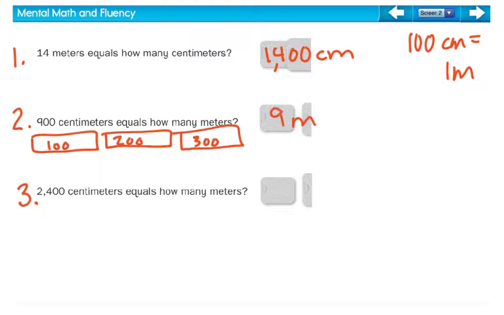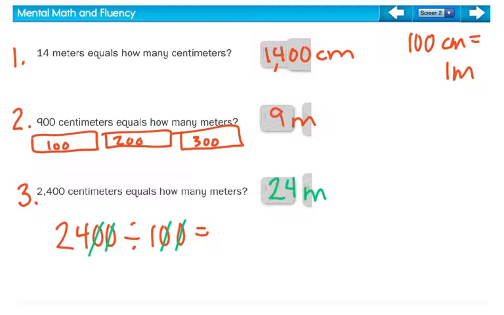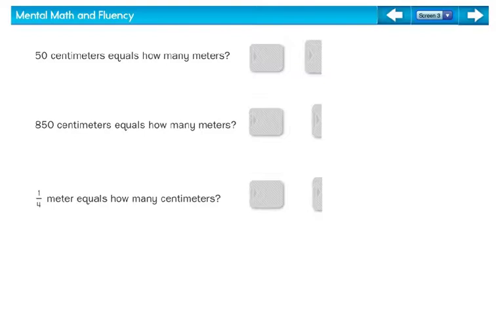And 2,400 centimeters, if I take 2,400 and divide that by 100 centimeters in every meter, watch what happens. These zeros cancel each other out. 24 meters. All right, erase your whiteboard and one more warm-up with centimeters and meters. This time we have less than a full meter in each of these problems. So 50 centimeters equals how many meters?